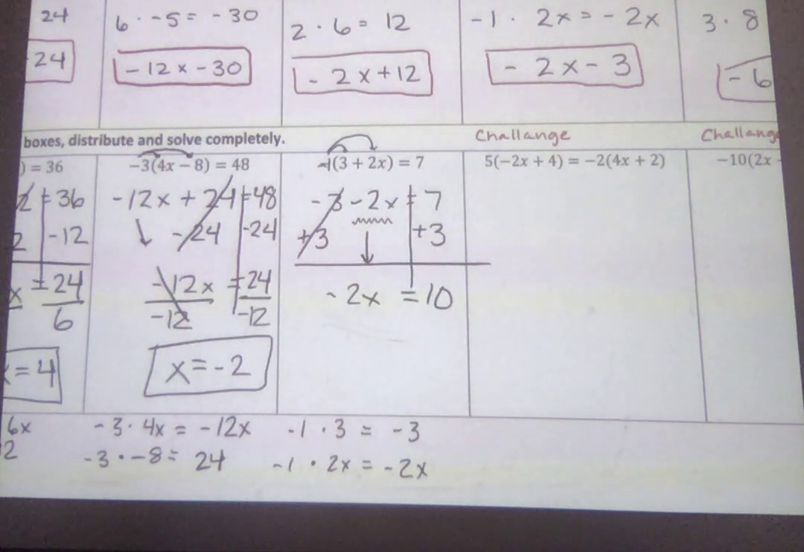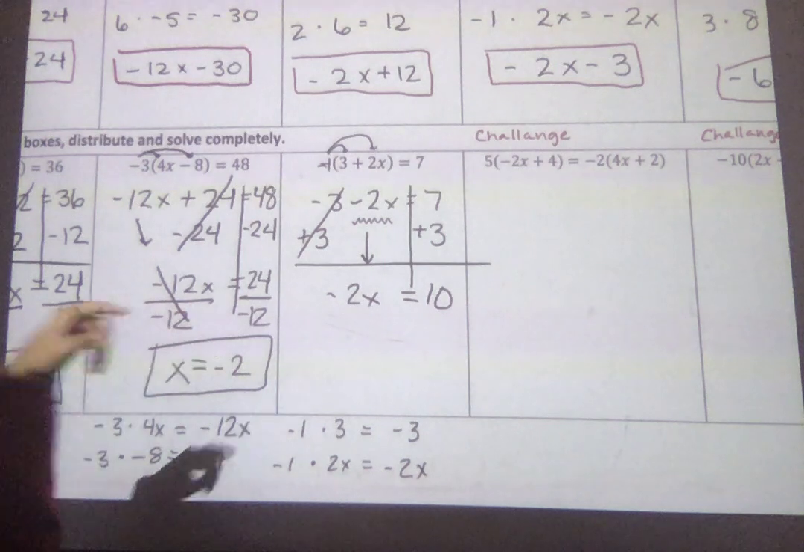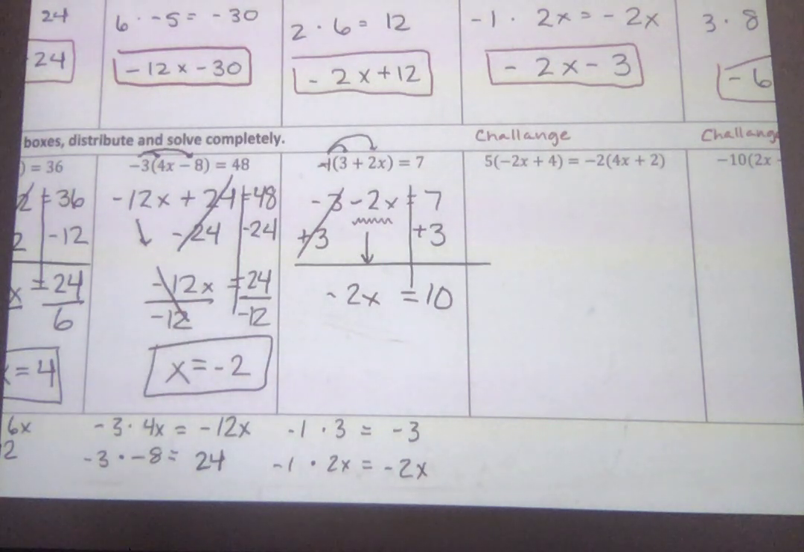So wouldn't you put negative 3 minus 2x? Yeah, I wrote it right there. I have negative 3 minus 2x.